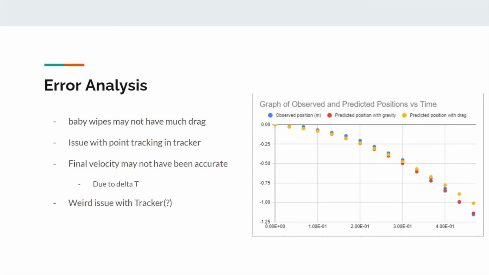There could be many reasons for these errors, such as my choice of object. I chose baby wipes to try to create more drag on the object, but this may have thrown off my project overall. There could have also been inaccuracies with my point tracking in Tracker. The final velocity may not have been as accurate as it could have been for B due to a larger than acceptable delta T. There was also a strange issue where my Tracker appeared to break down every time I tried to track position, which would not stop no matter how long I restarted my computer for, although I doubt this impacted my final results.